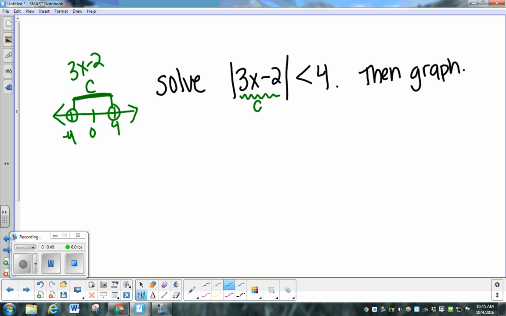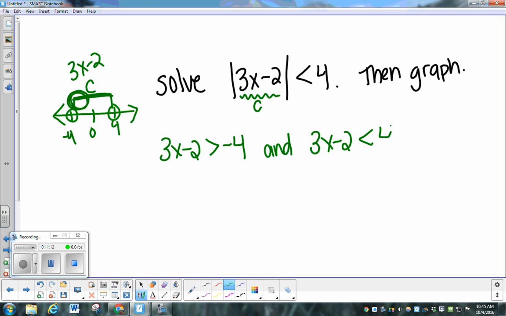So I'm going to have to write this out in two equations to solve this. Okay, I know that 3x minus 2 has to be greater than negative 4. That's kind of saying right here, it has to be bigger than negative 4. And I know that 3x minus 2 also has to be less than 4. That's kind of right here, this direction. So that's saying that quantity has to be less than 4 units from 0. So it has to be bigger than negative 4, but less than 4 to make sure it's within that little area close to 0. Now we're just going to solve each of those two things.